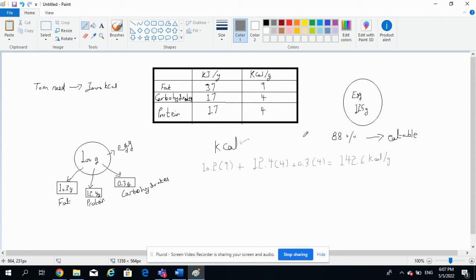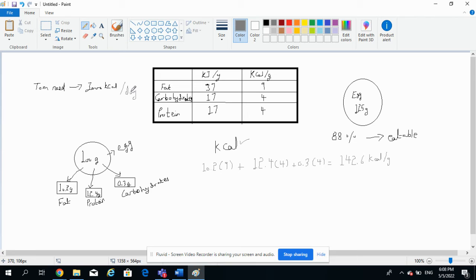Now the question comes: if you have 125 gram of a boiled egg and 88% of that is eatable, which means the rest is maybe the outer layer, the shell, which you can throw away. So 88% is eatable, which will give Tom nutritious value, but his requirement for the day is 3000 kilocalories per day that he needs to be healthy.